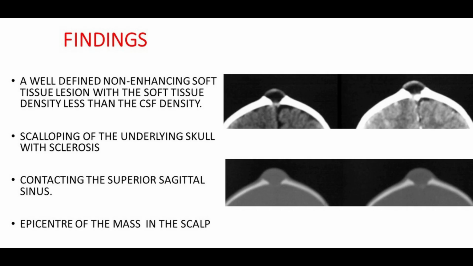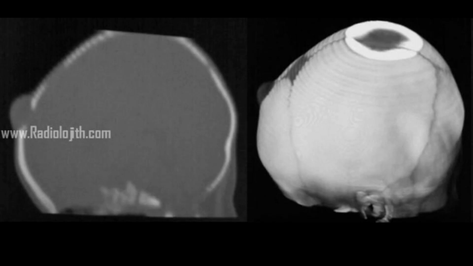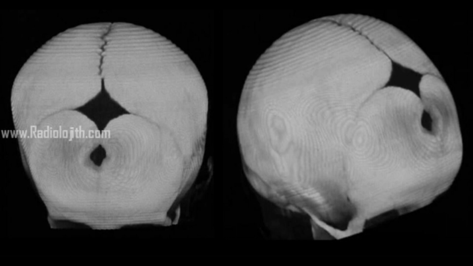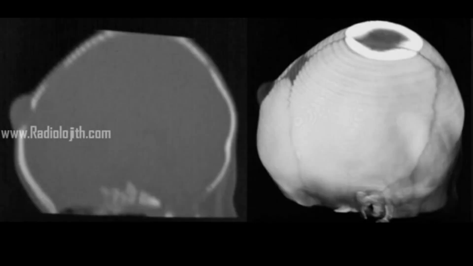There is a well-defined non-enhancing soft tissue lesion with the soft tissue density being less than the CSF density. You can see the images. There is scalloping of the underlying skull with bony sclerosis. Again, you can see the bone windows. It's also contacting the superior sagittal sinus. Again, you can see on the contrast image, and you can think that the epicenter of the mass is in the scalp. And I told you we have to think about the 10 differential diagnoses.